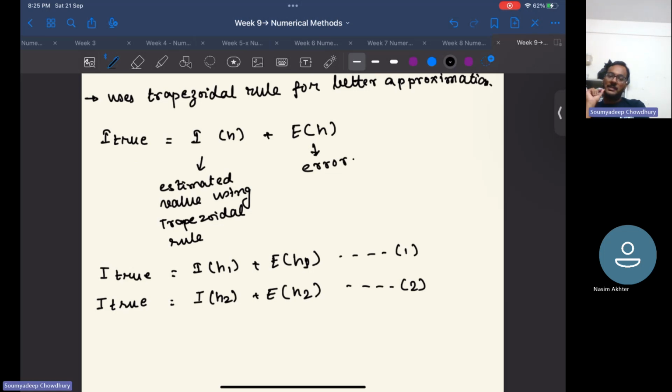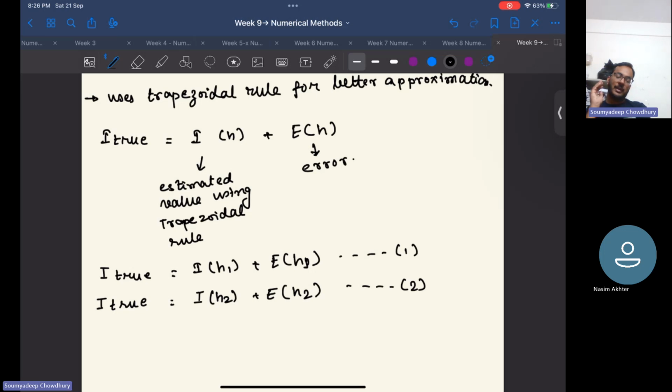So now this estimated value will depend on your step size h. So I'm telling that using the trapezoidal rule, I'm trying to approximate the integral first using a step size h1, then using a step size h2. However, with the change in h, your estimated value will change. That is, your trapezoidal rule will give you a different answer. However, the true value, that is the analytical value, will not change. That is independent of your step size or the numerical technique you are using, right?